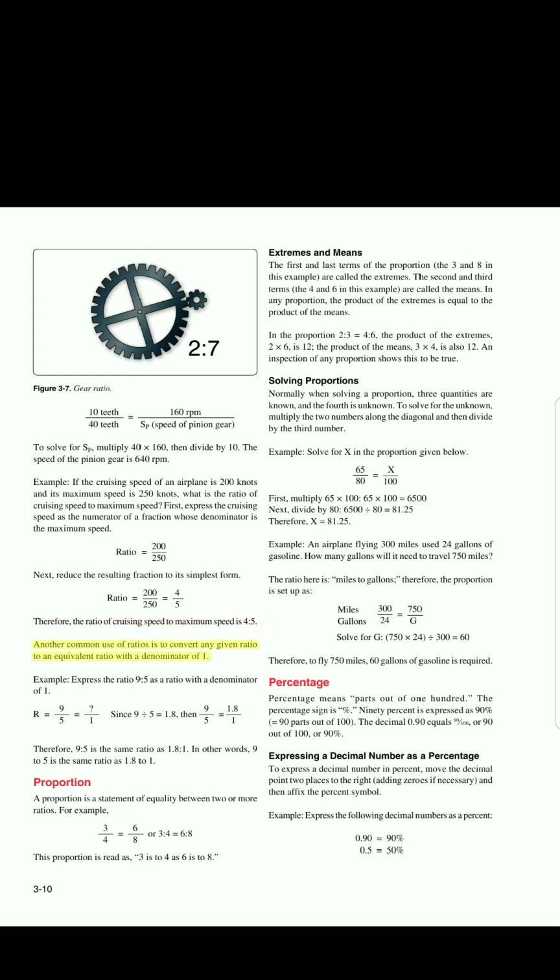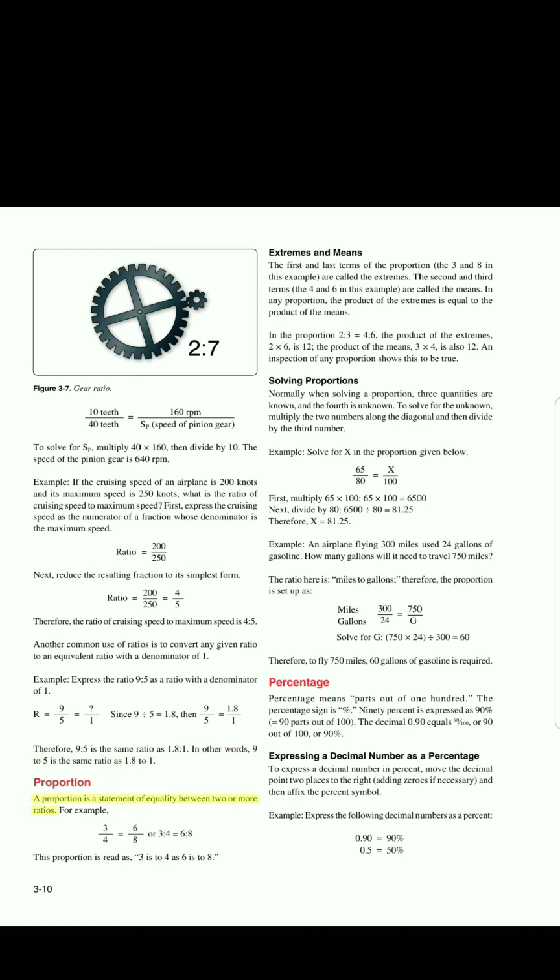Another common use of ratios is to convert any given ratio to an equivalent ratio with a denominator of 1. Example. Express the ratio 9 to 5 as a ratio with a denominator of 1. Since 9 divided by 5 equals 1.8, then 9 over 5 equals 1.8 over 1. Therefore, 9 to 5 is the same ratio as 1.8 to 1. In other words, 9 to 5 is the same ratio as 1.8 to 1.